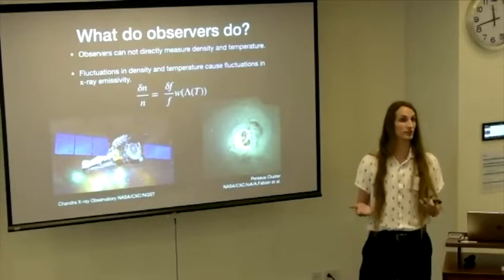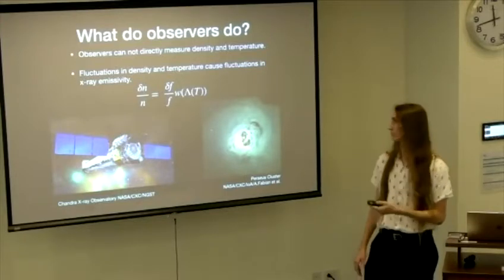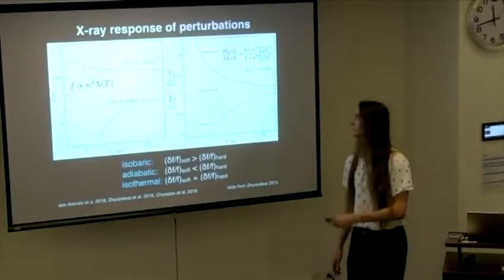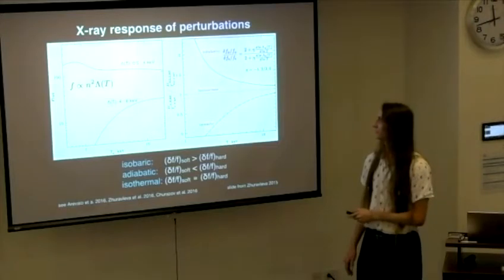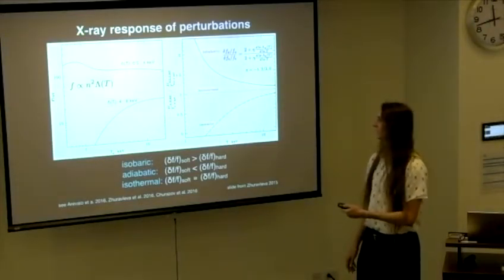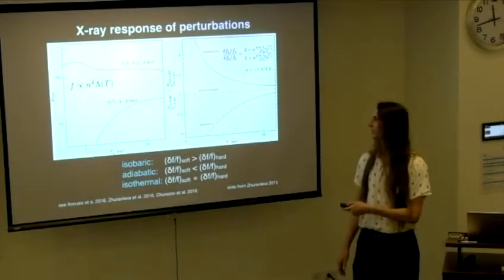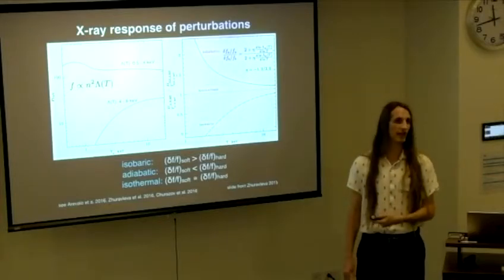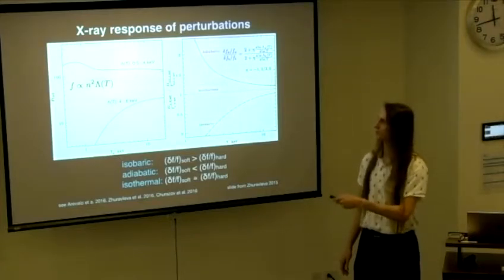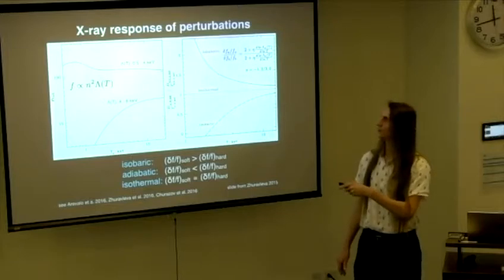There's lots of fluctuations. So that's what we want to try to quantify. Okay, so this is an important slide here, and it's a bit complicated, but I'll explain everything here. So this is going to allow us to determine the nature of the perturbations based on the fluctuations in the X-rays. On this left plot here, we have the X-ray emissivity, or the flux, as a function of temperature in two different energy bands for X-rays.